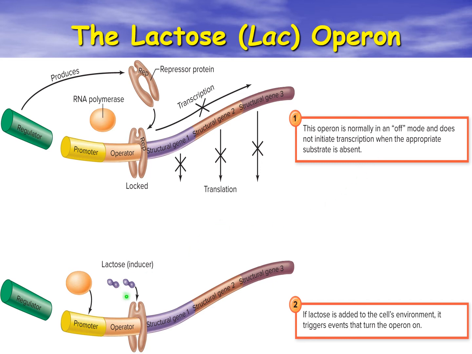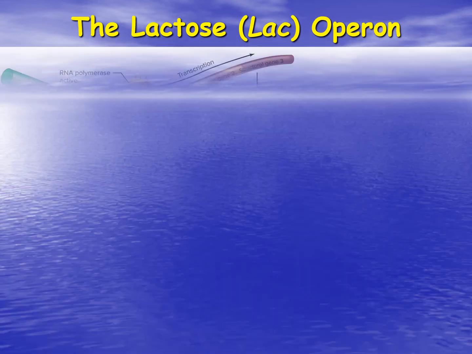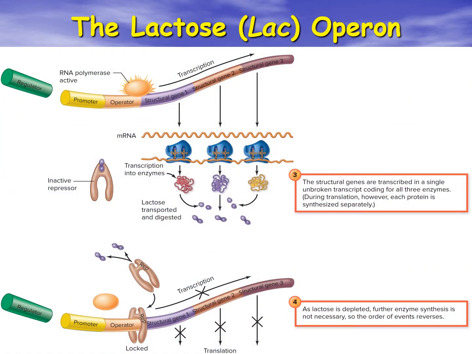Well, what lactose will do is bind to that regulatory protein and change its shape, thereby kicking it off of the operator. This will allow RNA polymerase to move down and transcribe the 3 structural genes. When lactose has been broken down, the lactose on the repressor protein will be released, and the repressor can go back to bind to the operator.